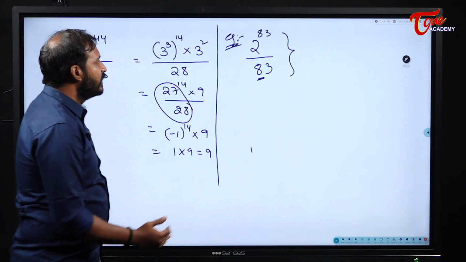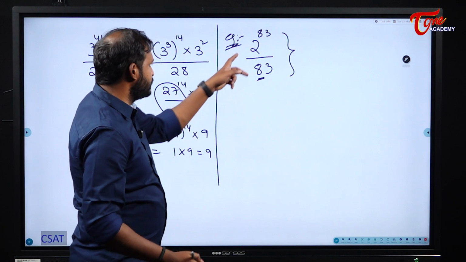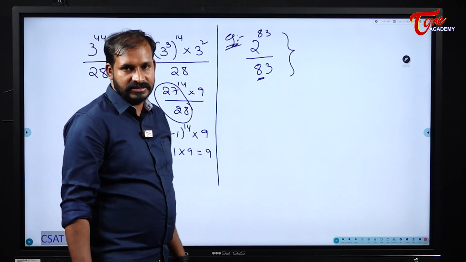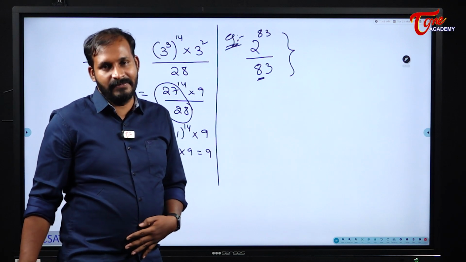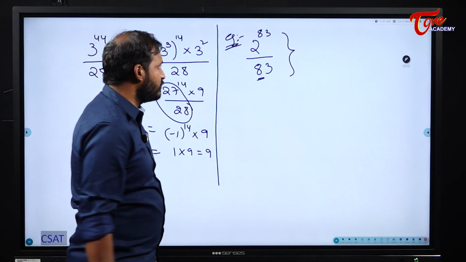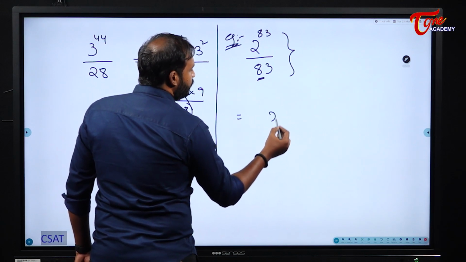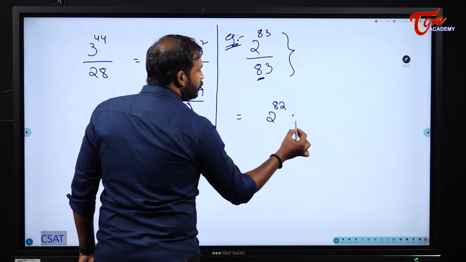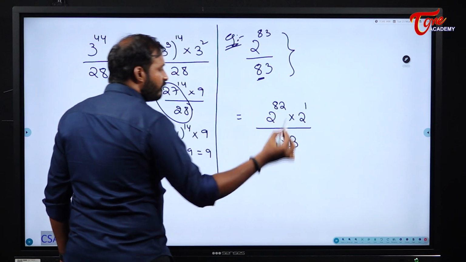Please observe here. 2 and 83 are co-primes. And one more advantage is that 83 is a prime number. So what I will do is, intentionally I will write it in this manner: 2 to the power of 82 into 2 to the power of 1 by 83.